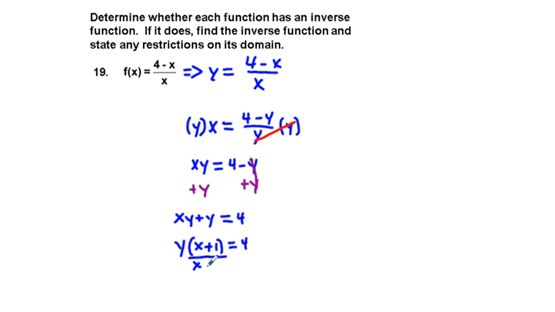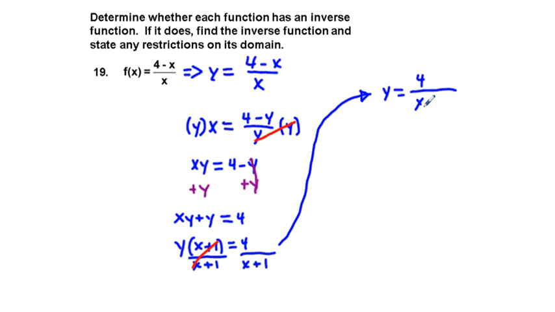Now if we divide both sides of this equation by x plus 1, we have a cancellation here. So just rewriting, we have y equals 4 over x plus 1. And for this, I don't see any restrictions involved. So let me rewrite this in inverse notation. We have f inverse of x equals 4 over quantity x plus 1.